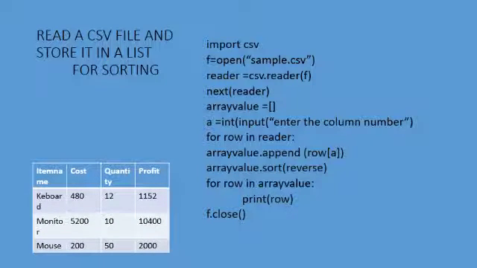I am entering the column number by which I have to sort. And here see this Excel file: item name, cost, quantity and profit. For example, I am giving my column number as 2. What will happen? Item name is the 0th column, cost is column 1, quantity is the 2nd column. So the second column values will be sorted. Not only that particular column's values, the entire row will be shifted.